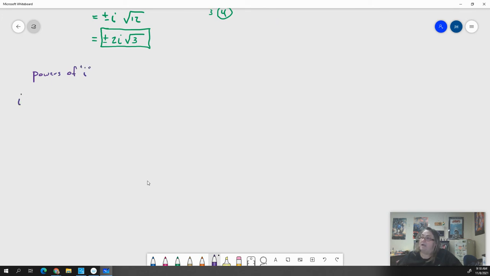If we look at i to the first power, well, that just equals i, right? i times nothing. i to the second power, if you think about it, that's i times i, which we have already discussed is negative 1, right? i squared equals negative 1. Well, i to the third power then would be negative 1 times i, right? Think about that. i times i is negative 1, times another i just becomes negative i.